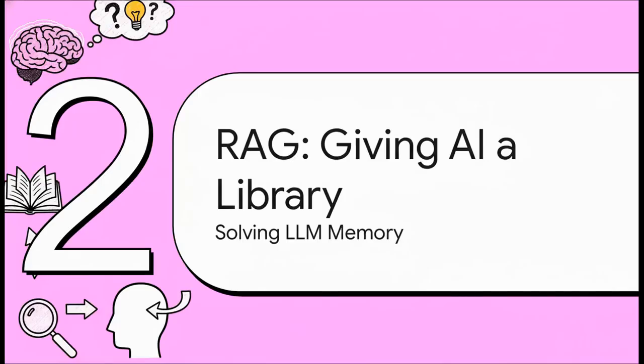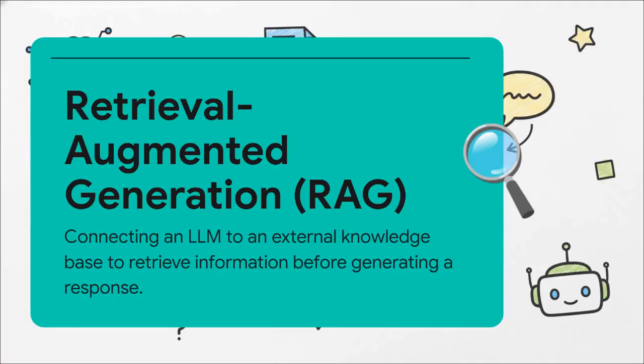So, how do we possibly fix this? How do we give these brilliant yet forgetful models a perfect, up-to-the-minute memory? Well, the solution is this really elegant framework we've been talking about, Retrieval-Augmented Generation, or RAG. At its core, RAG is a really simple but incredibly powerful idea. It bolts on an external knowledge base to the LLM.